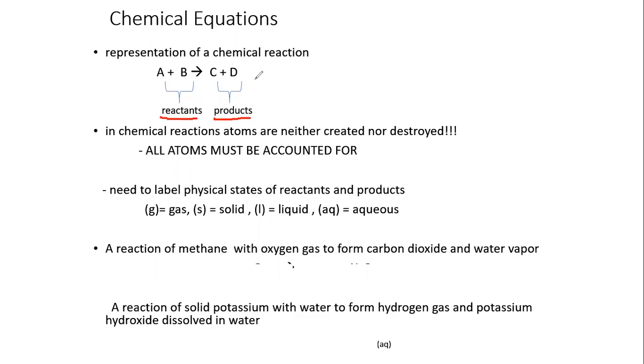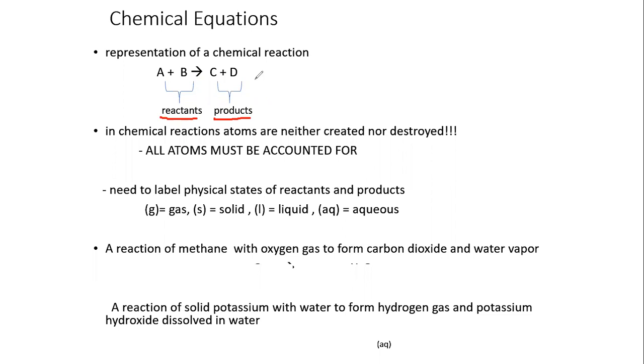So if you have two hydrogens on one side, you've got to have two hydrogens on the other side. So the atoms must be accounted for. And that's why when we talk about chemical equations, we're going to be talking about balancing chemical equations, because we've got to have the same number of atoms of each type of element on both sides of the equation.